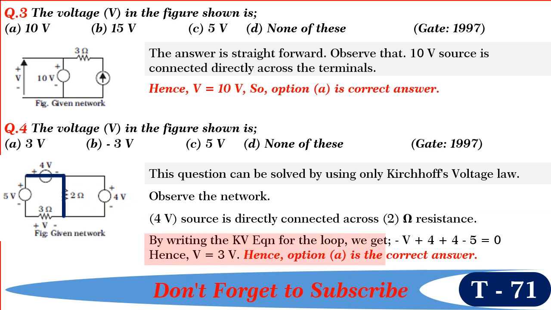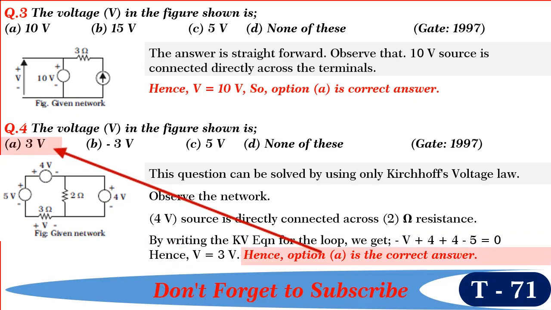By writing the Kirchhoff's voltage equation for the loop, we get minus V plus 4 plus 4 minus 5 is equal to 0. By solving, we get V is equal to 3 volts. Hence, option A is the correct answer.